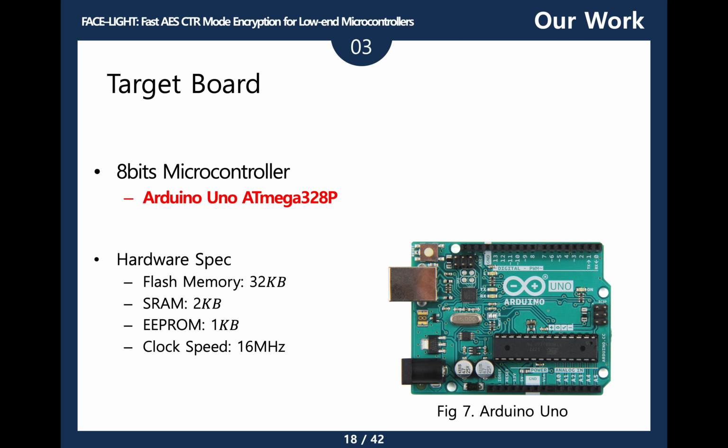Now, our work, the face light, was able to resolve the aforementioned limitations. We have selected Arduino Uno board with AVR 8-bit processor as a target board. And Atmega 328 chips hardware spec is as follows.